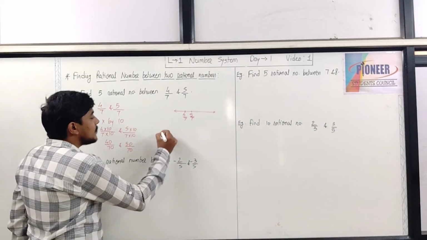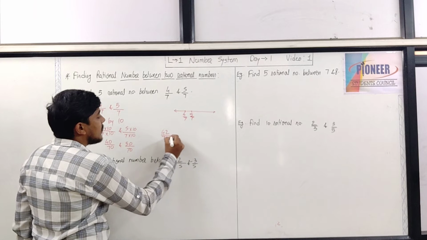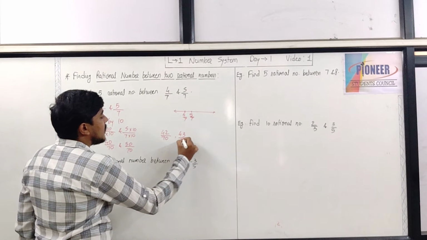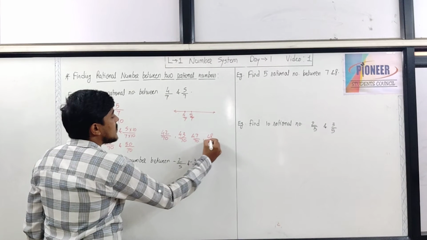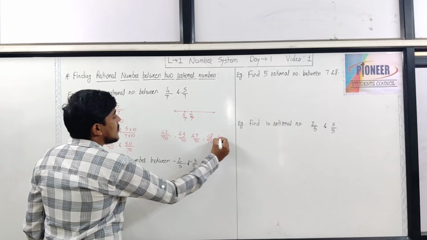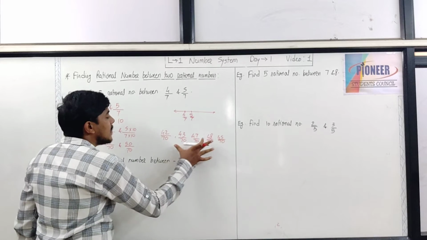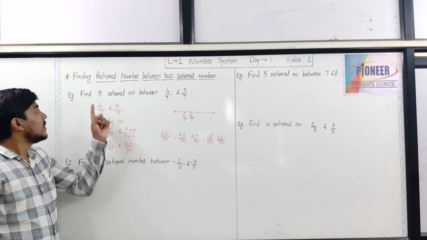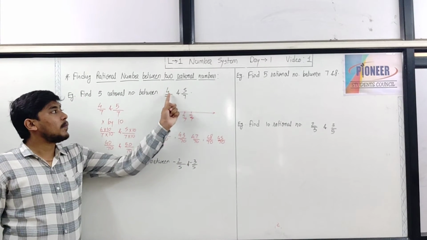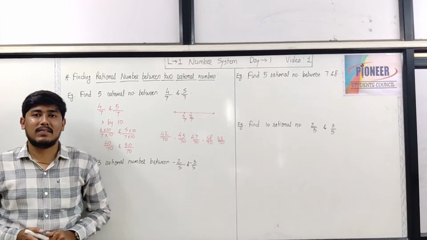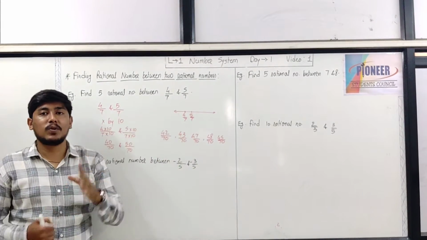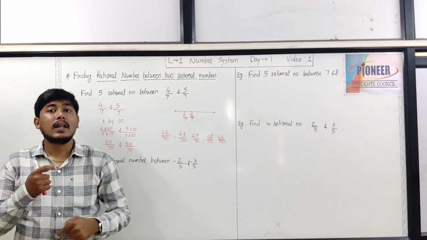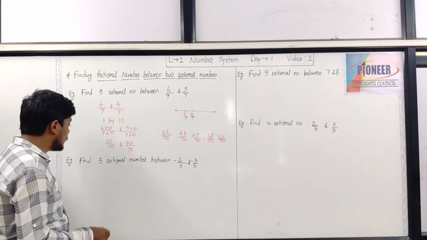Let's pick 42/70, 43/70, 47/70, 48/70, 45/70. These numbers lie between 4/7 and 5/7. Okay guys? And this is the method to find rational numbers between two rational numbers. Okay, now let's have a look at one more example.